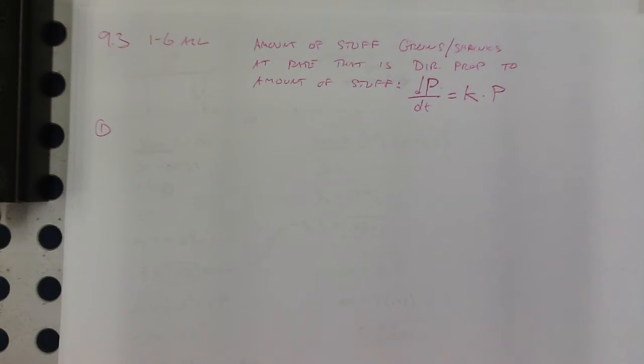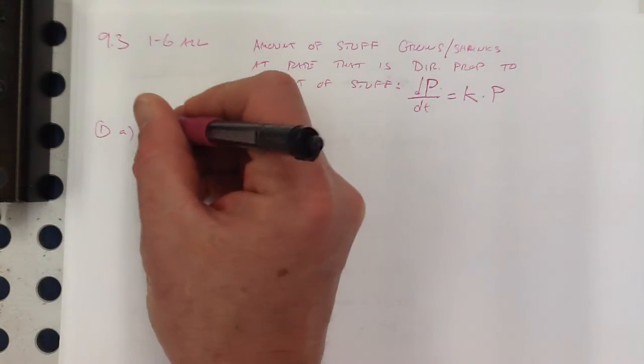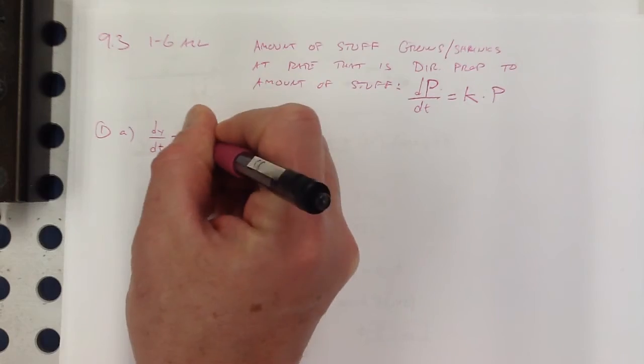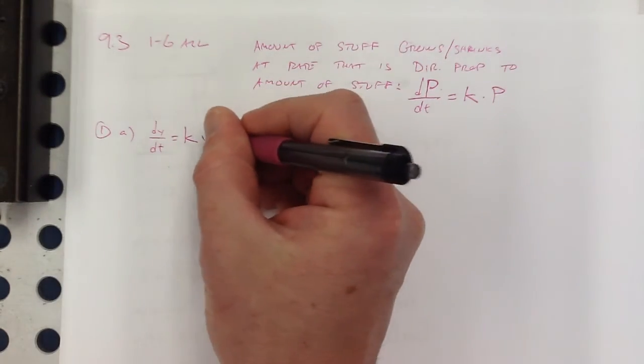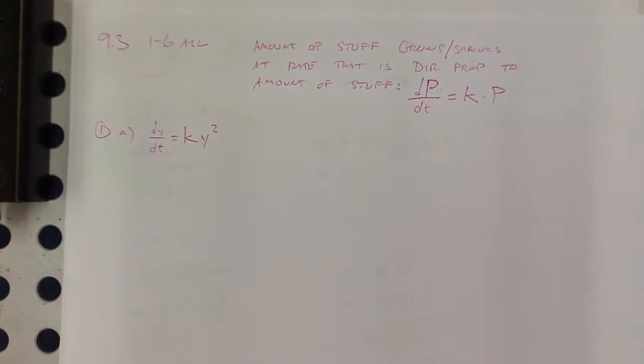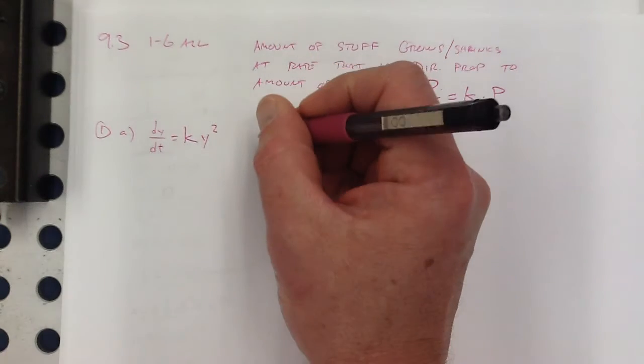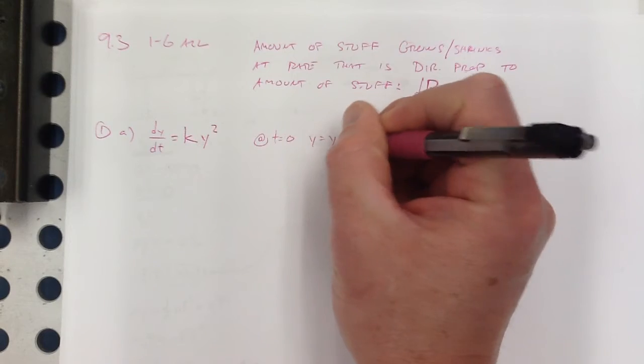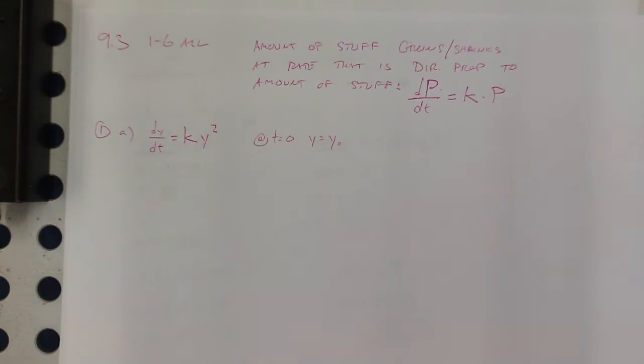Number 1, A. Suppose that a quantity y increases at a rate that is proportional to the square of the amount present. So that means it's increasing. So the rate is directly proportional. There's my constant of proportionality, to the square of the amount of stuff. And suppose that at time 0, the amount present is y sub 0. So at time equals 0, y is equal to y sub 0. Find an initial value problem whose solution is y of t.